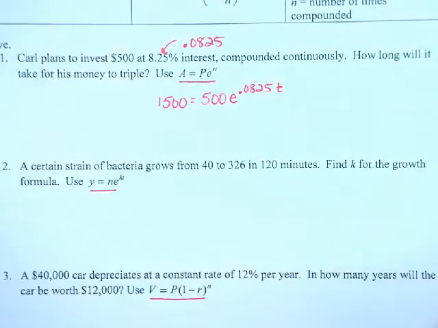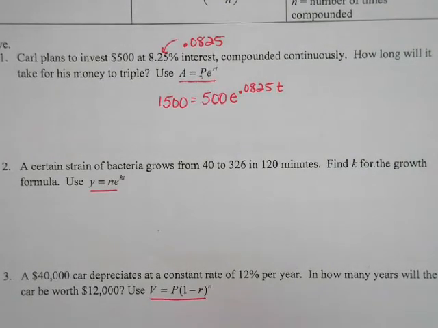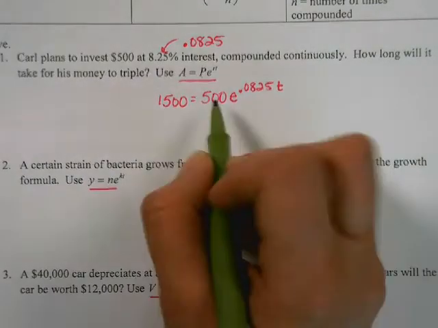And we want to know how long it's going to take for his money to triple. So we want to know time. That's what we're going to find out. Usually it'll be like years, unless it tells you otherwise. Okay, so what do I have to do first? Is the E by itself? No, so I have to divide by 500.